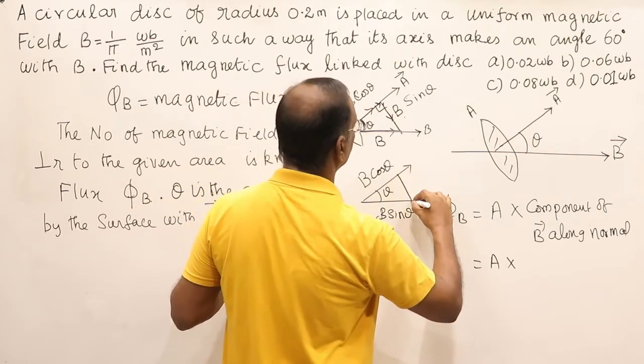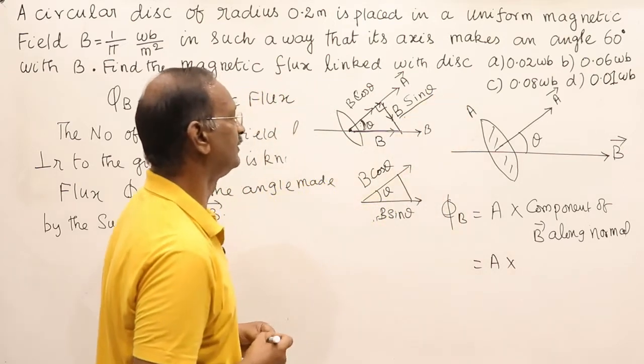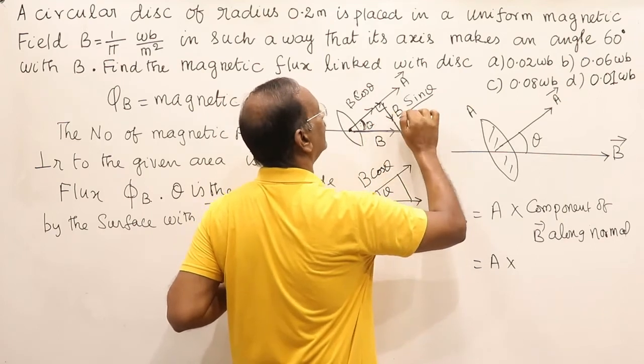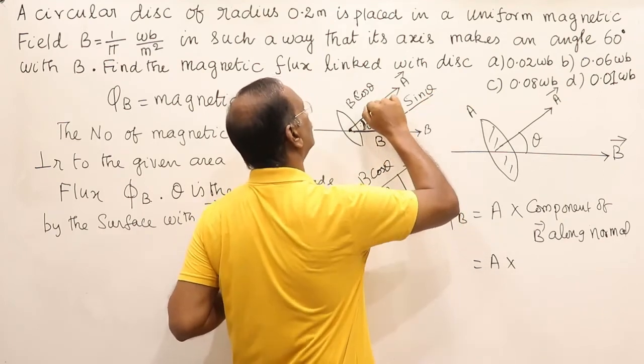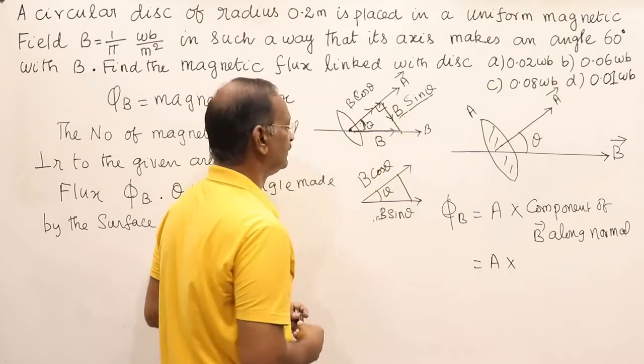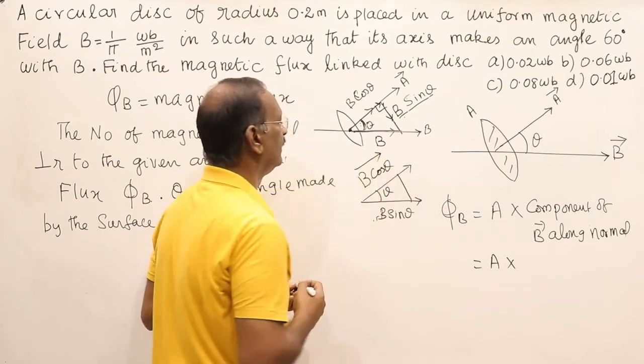If you drop this way, this will be B sin theta. You have to be careful, use your trigonometry skill. Up, straight to the angle will be sine, and along by the side of it will be cos, and the hypotenuse into cos theta, hypotenuse into sin theta. So this is the component along the normal.